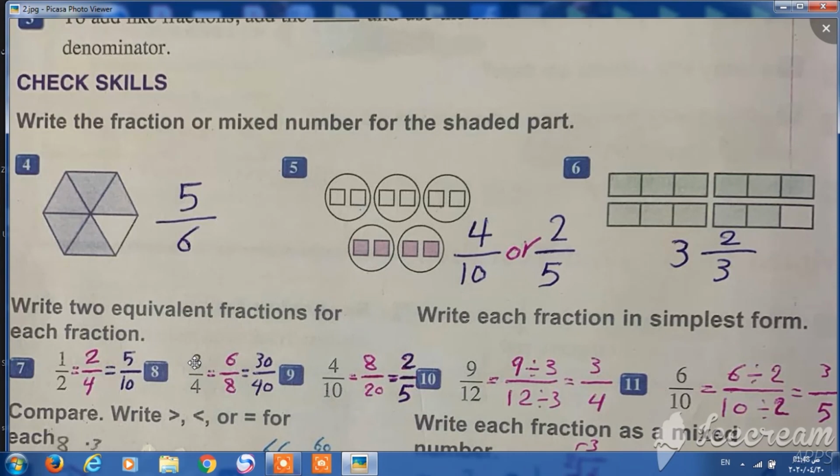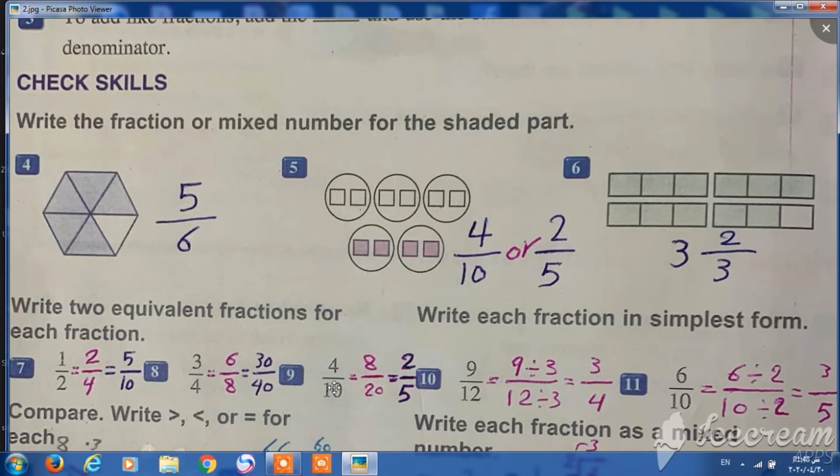And from there we have 3 over 4, and the first time I multiplied it by 2, and after that I multiplied by 10. 3 multiplied by 2 equals 6, and 4 multiplied by 2 equals 8. 3 multiplied by 10 equals 30, 4 multiplied by 10 equals 40.